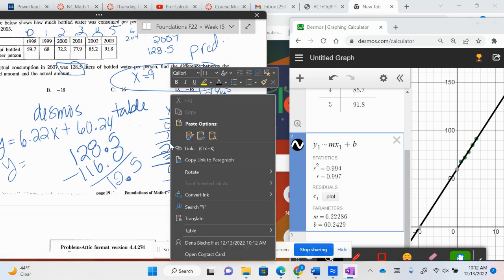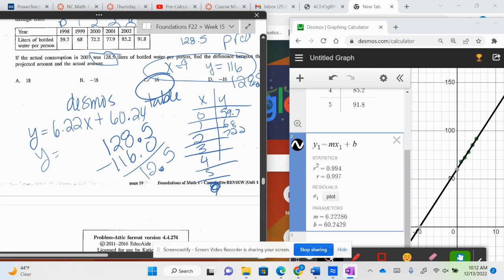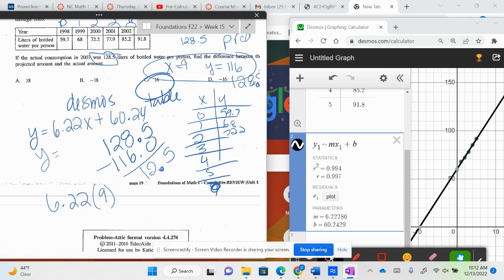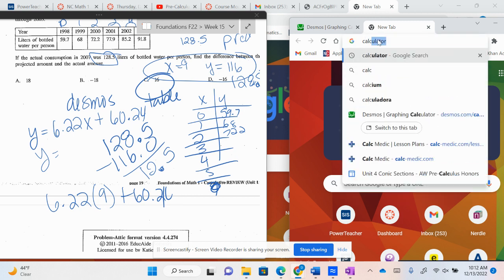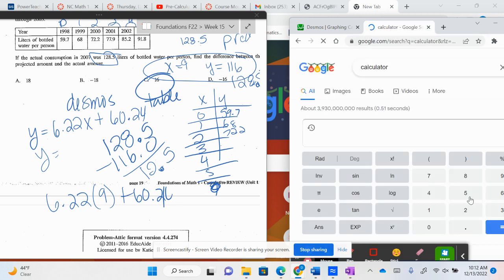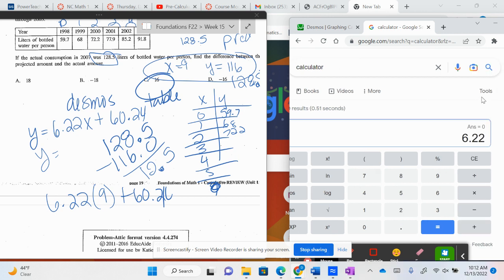Let's go the other way around. Let's plug it into your equation really fast. So 6.22 times 9 plus 60.24. Calculator. 6.22 times 9 plus 60.24 equals 116.2.